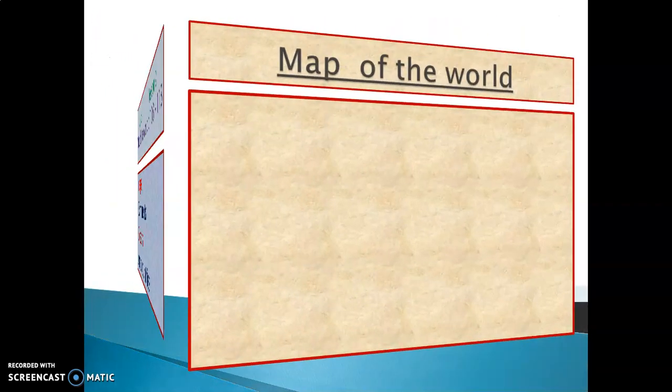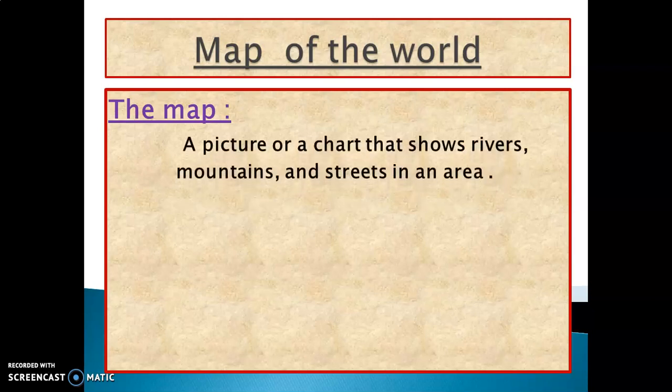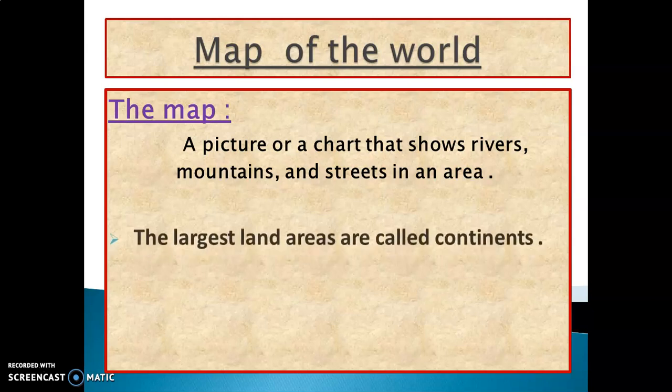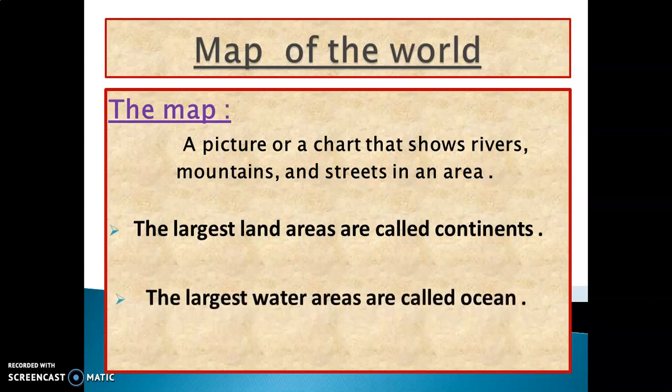The first one, what is the map? The map is a picture or a chart that shows rivers, mountains, and streets in an area. On the map, we can find continents and oceans. What is the continent and what is the ocean? The continent is the largest land areas. So the largest land areas are called continents, and the largest water areas are called oceans.